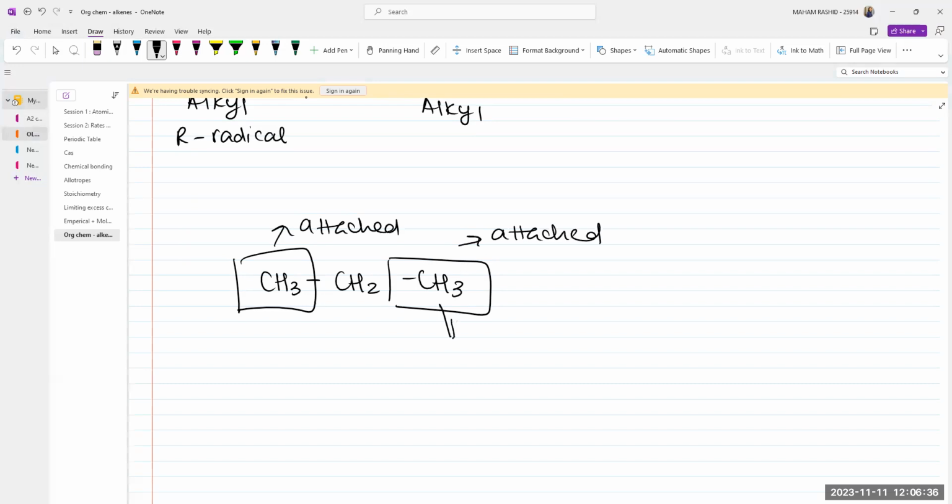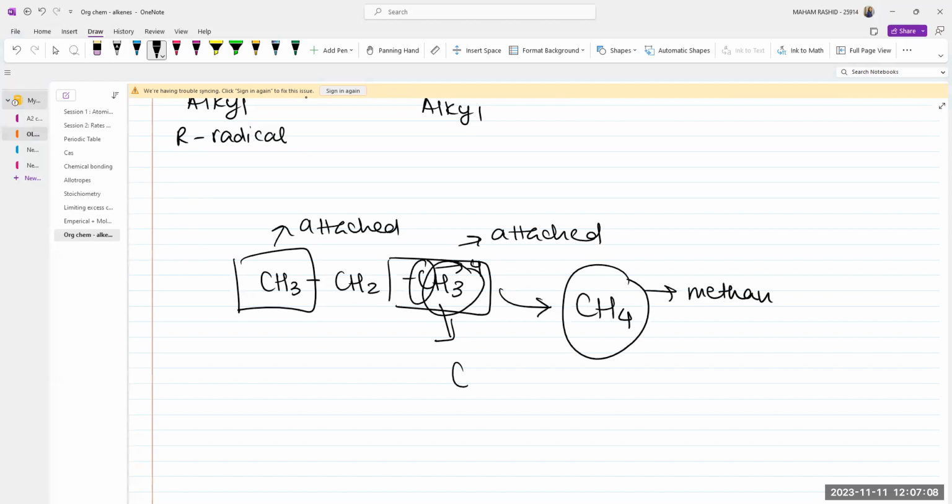What should its formula be in reality? Wait, what do you mean? Look, C should make 4 bonds, right? But it has 3 hydrogens, right? So if I ask you, it should have been CH4, right? C makes 4 bonds, right? This is methane. This is a compound that exists, right? Now I am saying that I have a CH3, right?